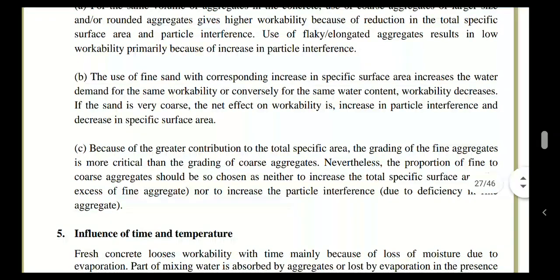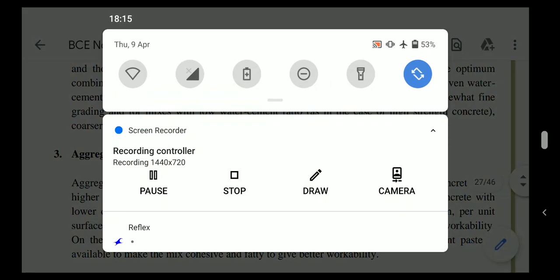Interference means friction. The second important point is the use of fine sand with corresponding increase in specific surface area. If we use finer sand, it will demand more water, so for the same water content workability decreases. For this I can give one example. If we knead atta (wheat flour) and maida (refined flour), then compared to atta we need more water in maida, because its specific surface area is more. The same example can be put here. If the sand is very coarse, the net effect on workability is increase in particle interference and decrease in specific surface area.